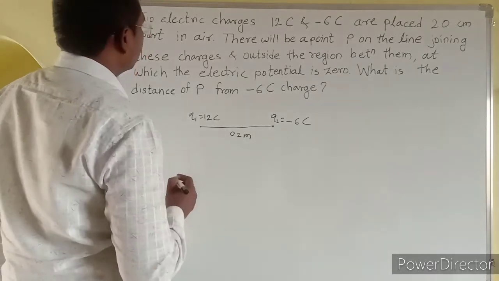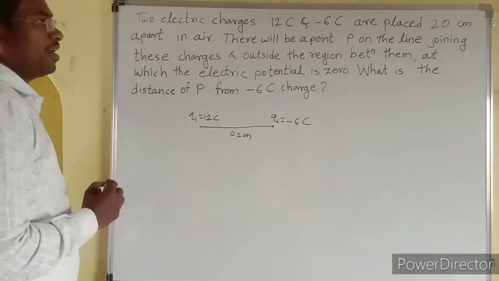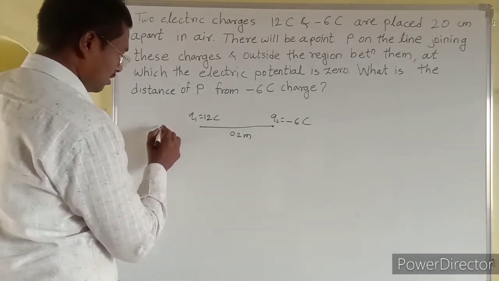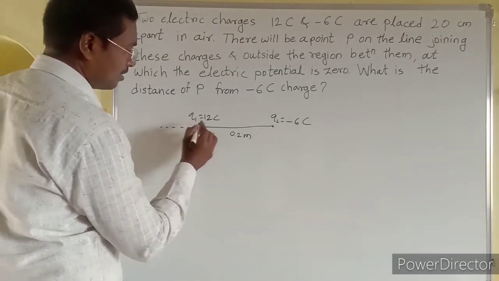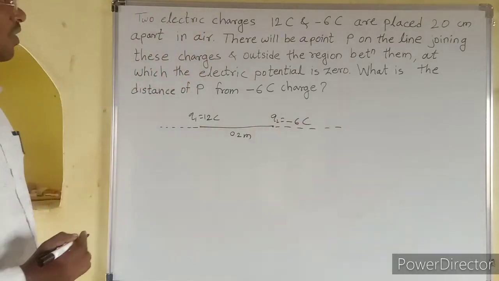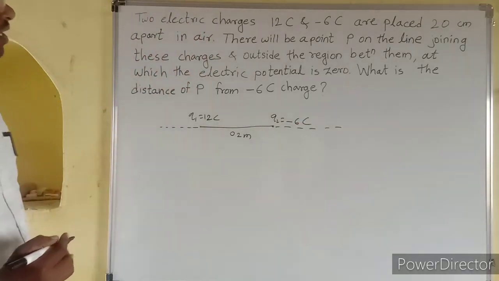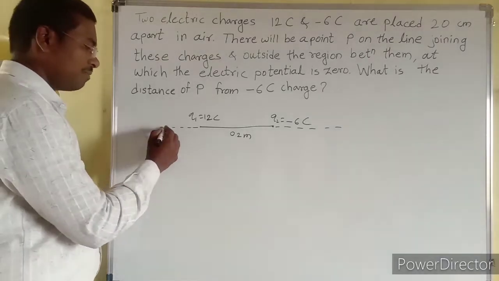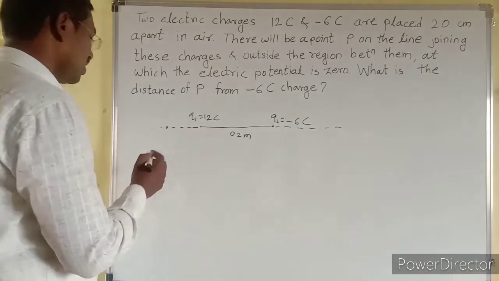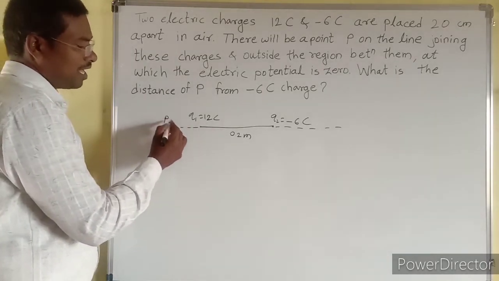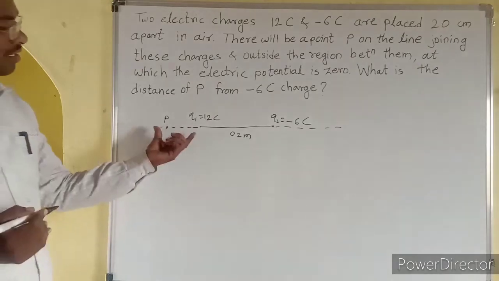Okay. In air, there will be a point P on the line joining these charges. Here is the line joining these two charges, and there is point P at which the electric potential is 0. Now consider that point P lies on that side.